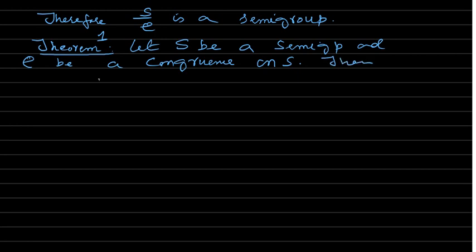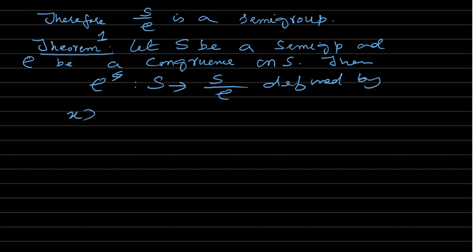Then this map ρ natural from S to S over ρ, defined by the image of x under ρ natural being equal to the ρ class of x, is a morphism.